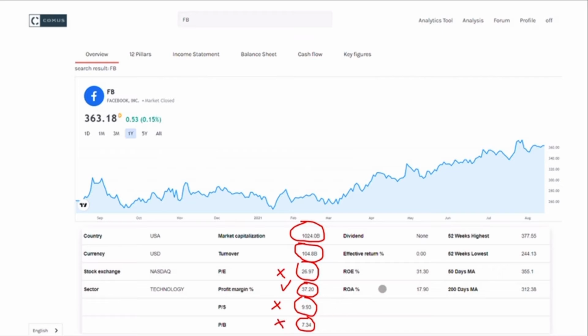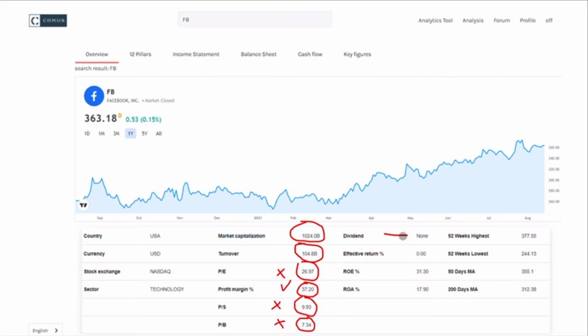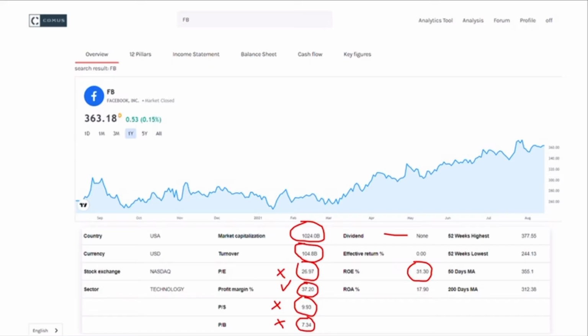Now, they don't pay any dividends, so that is a bummer. I like the dividends, I like the income. But their return on equity is 31%, which is just amazing. Return on equity basically tells us about the company's ability to create return on the invested equity. And as an investor, that is very important. Having a return of 31% is just great, so that is a go for me. And their return on assets is 17.9%, and that is just beautiful. So that is a go for me.